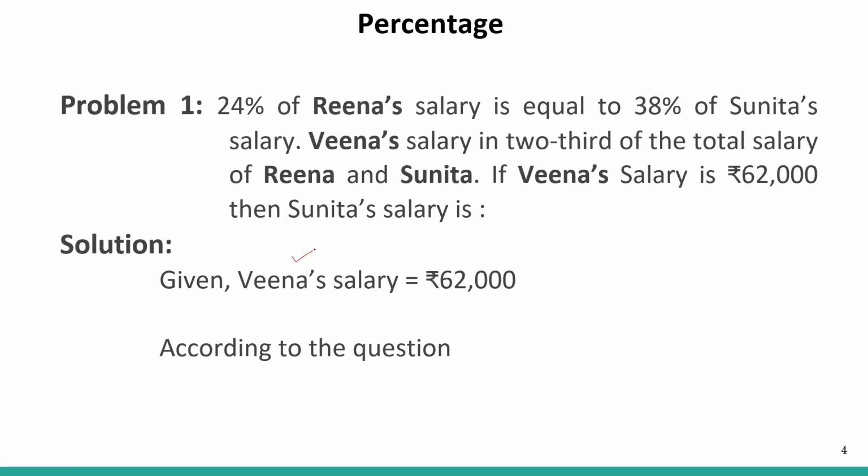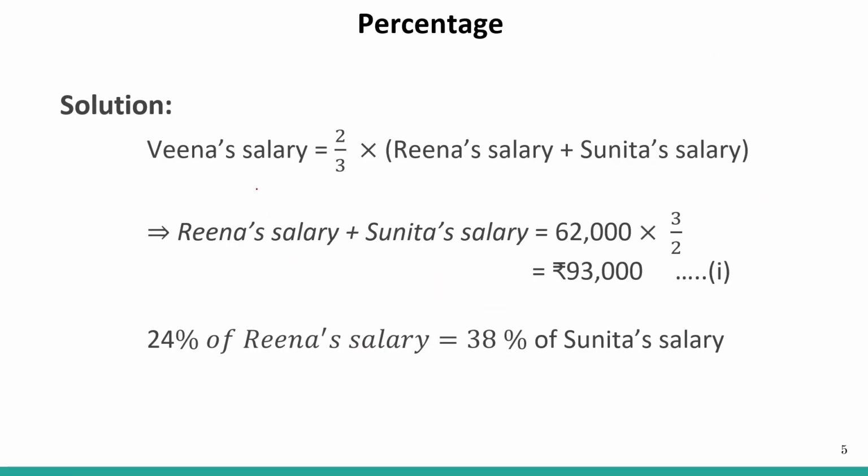So given Vina's salary is 62,000. This is what we are given. According to the question, Vina's salary is equal to 2/3 of Rina's salary plus Sunita's salary. Okay, their addition. So Rina's salary plus Sunita's salary is equal to 62,000 into 3/2. The inverse proportion goes to the opposite side. So 93,000, because this will be 31,000, and 31,000 into 3 is equal to 93,000.